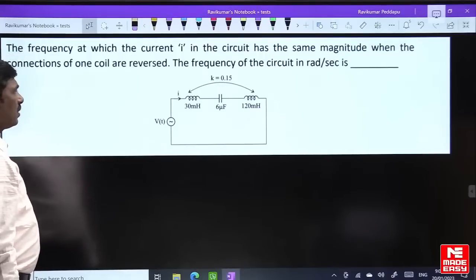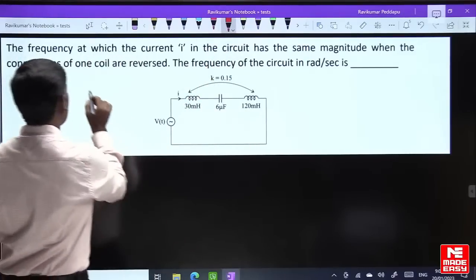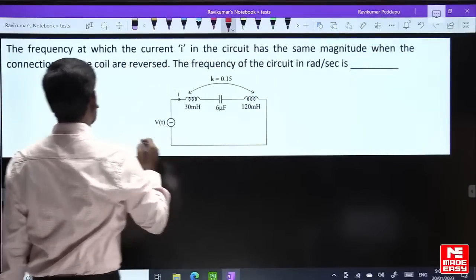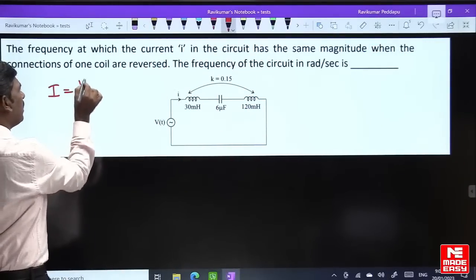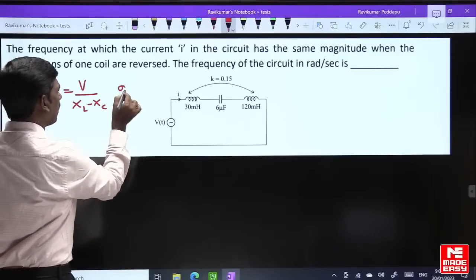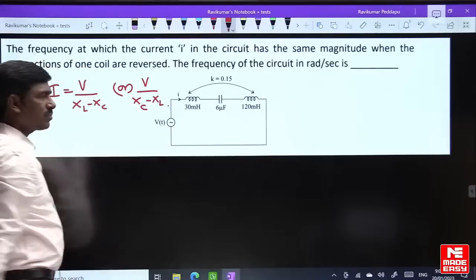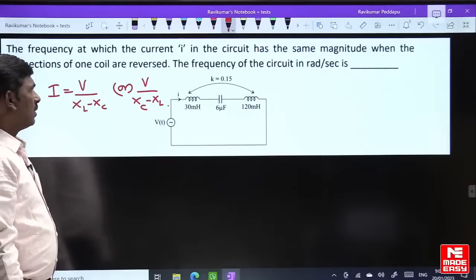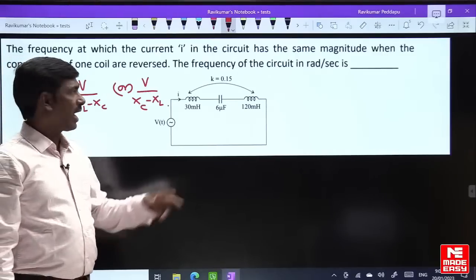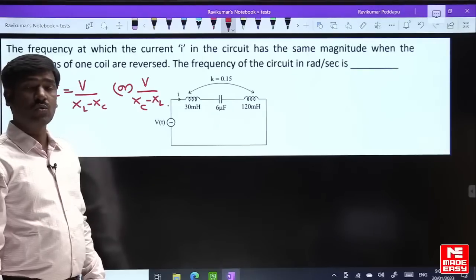Right, look here now. The current in both the cases must be the same. I is equal to, what is the current I in this case? V by either XL minus XC or V by XC minus XL. L equivalent is L1 plus L2 plus 2M, magnetically coupled here. Once reversed, L is equal to L1 plus L2 minus 2M.